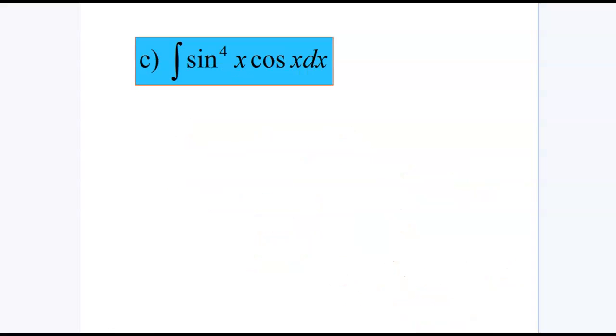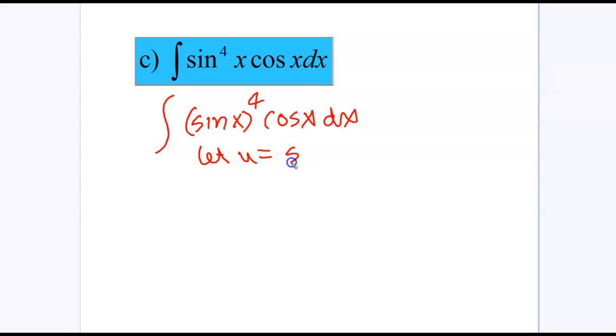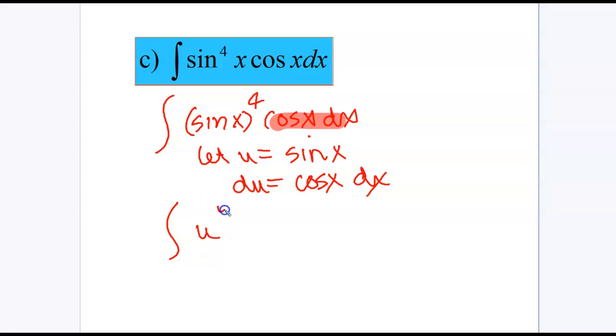Okay, in this particular case, remember, this is really sine x to the 4th cos x dx. So again, I'm going to let u equal sine x. Du is going to be cos x dx, and that's what I have right here. So in place of sine x, I'm putting u, and that's to the 4th. And in place of cos x dx, I'm putting du. And now I can integrate. So this is u to the 5 over 5 plus a constant.